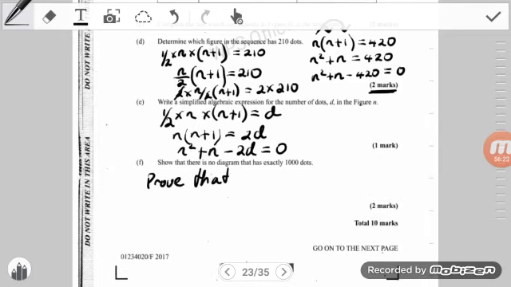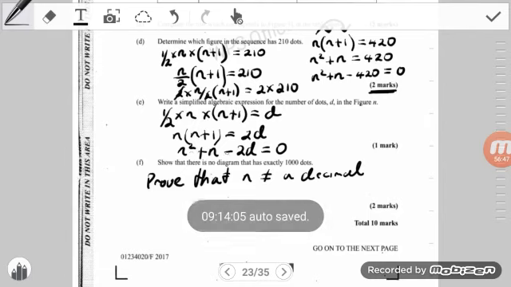n cannot be equal to a decimal. Because if n works out to be a decimal, then it would simply mean that diagram doesn't exist. So let's use this equation that we have here.